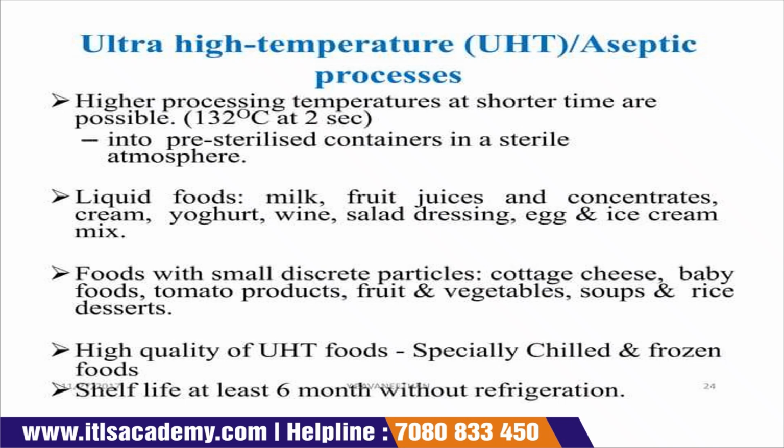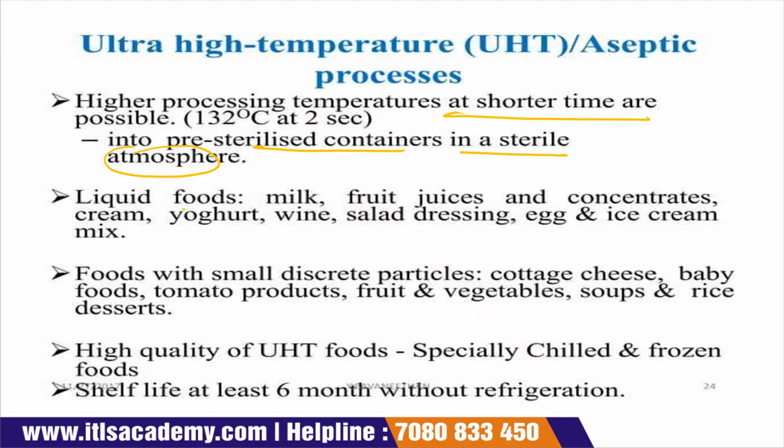Ultra high temperature or aseptic processing: a higher processing temperature for a shorter period of time. When the temperature is higher, obviously the time should be shorter, otherwise it will totally damage the nutritive quality of the food product. In the UHT method, we use around 132 degrees Celsius for only 2 seconds, into a pre-sterile container in a sterile atmosphere. We pack the food product in a sterile atmosphere, meaning we eliminate microorganisms in all steps.